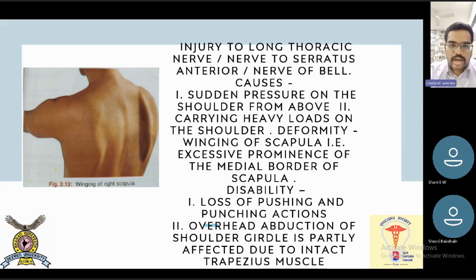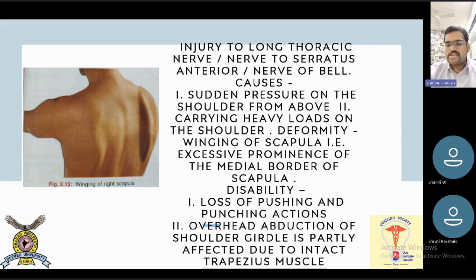So this is winging of scapula. The third disease, that is injury to the long thoracic nerve. Now, the long thoracic nerve root value is important to remember: C5, C6, C7. It is also called the nerve to serratus anterior because it supplies that muscle, or the nerve of Bell. Okay, serratus anterior is also called the boxer's muscle. So if you are preparing for any quiz, you should know these alternate names.